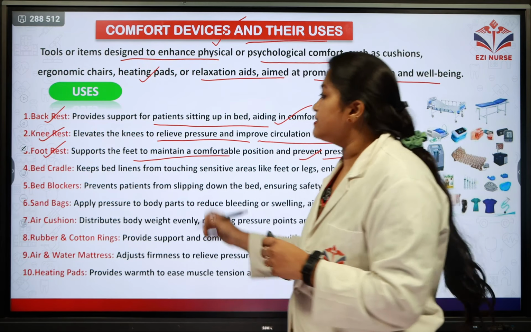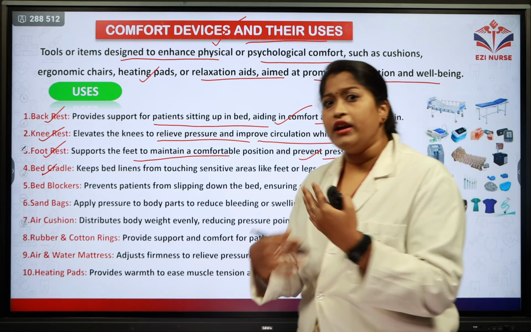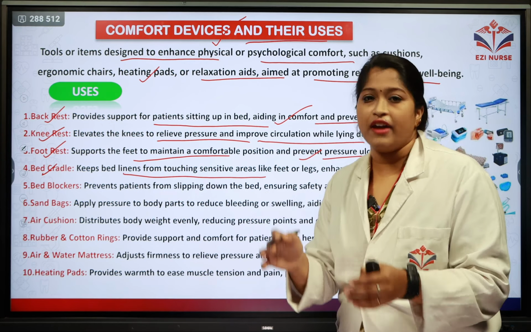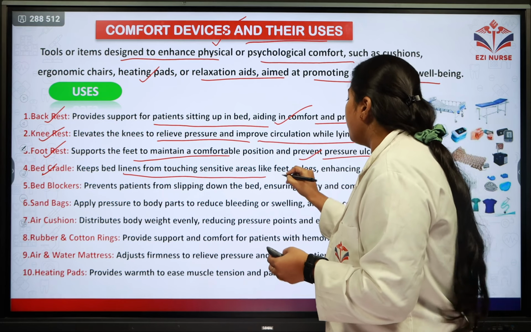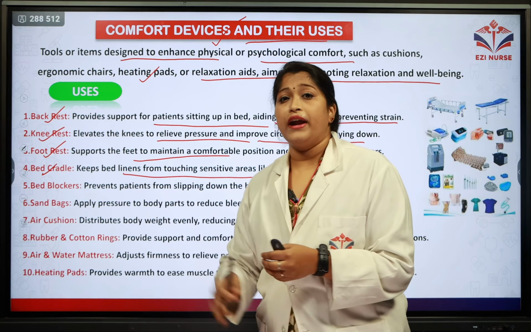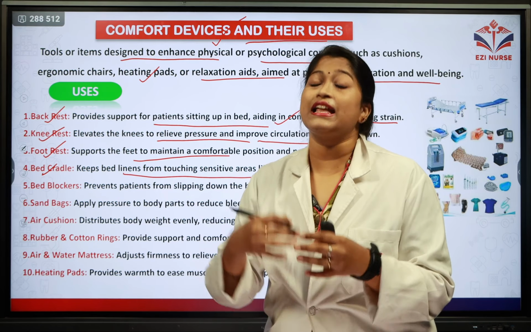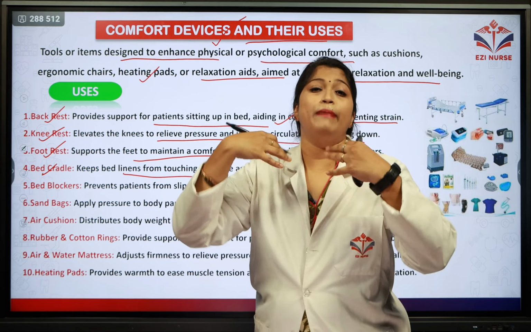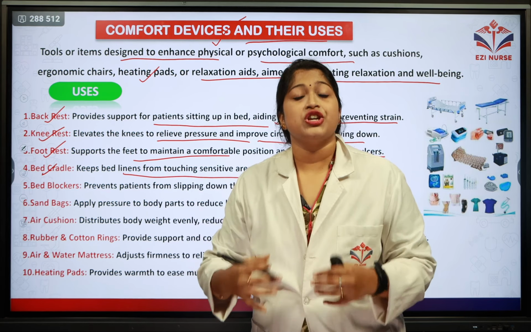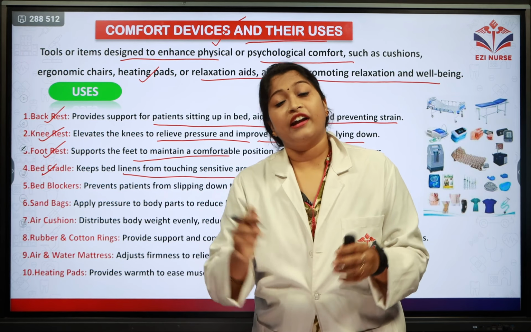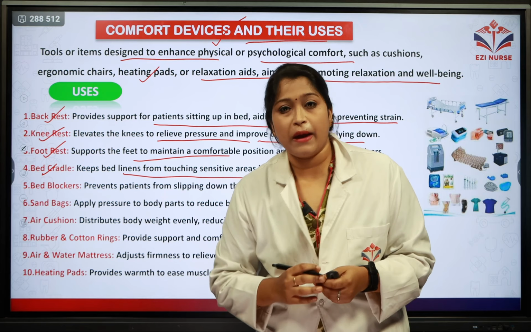The next device is the bed cradle. It keeps the bed linens from touching the sensitive areas, for example the feet or the legs, which enhances the comfort. Bed cradles are usually used in conditions like burns patients, wherein the bed linens should not touch the body of the patient. That is why we are using bed cradles usually in burns patients.